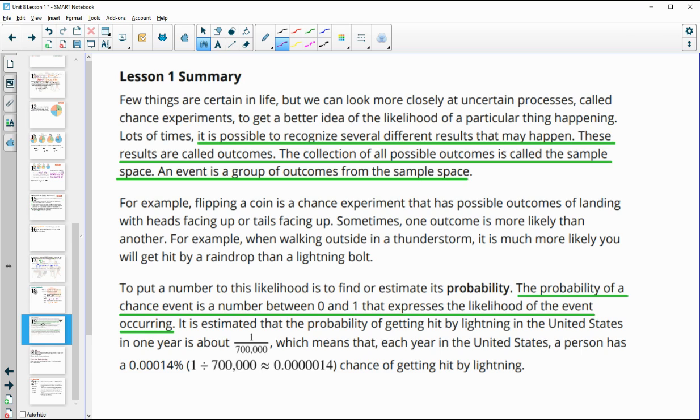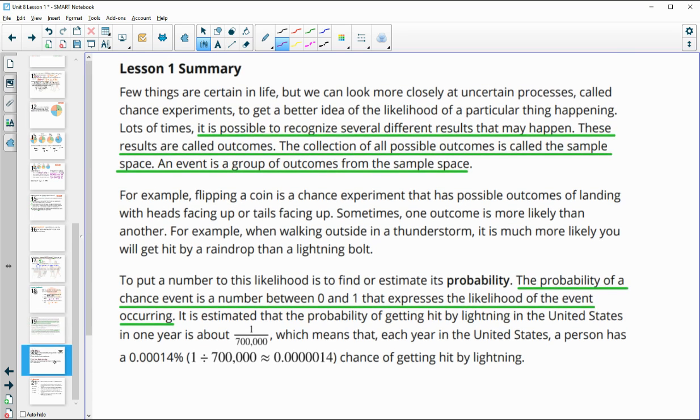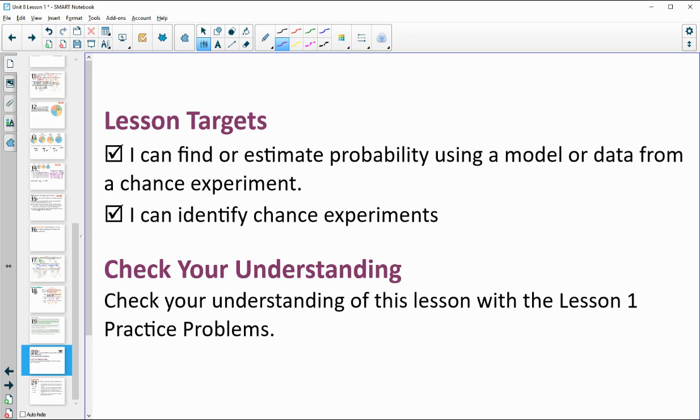All right, so here's your summary for lesson 1. Go ahead and read through it, and I've underlined a few things that I think are important. Hopefully now you're able to find and estimate probability using a model or data from a chance experiment, and you know what makes something a chance experiment. Be sure to check your understanding of this lesson with the lesson 1 practice problems. And if you need help on those, be sure to look at the video that I have going through the practice problems.